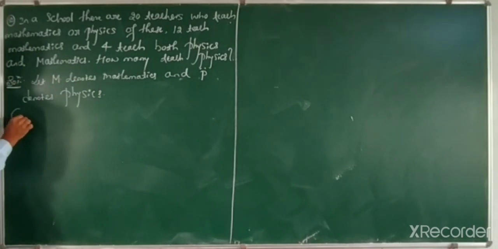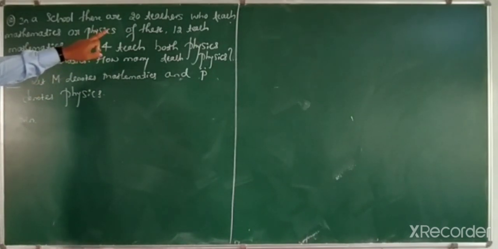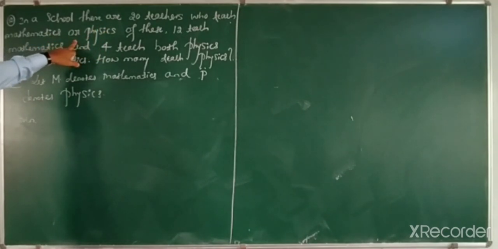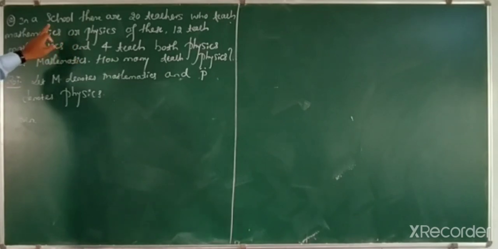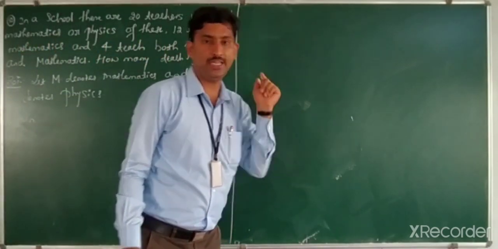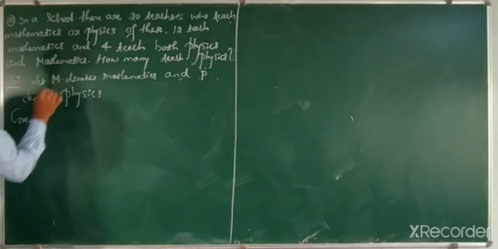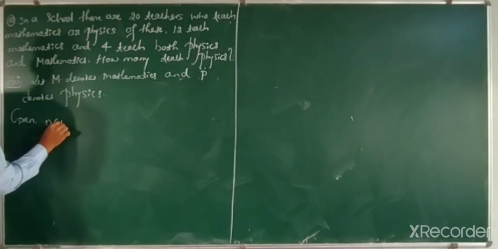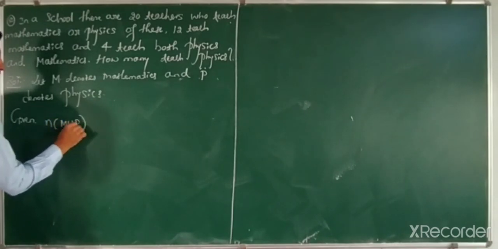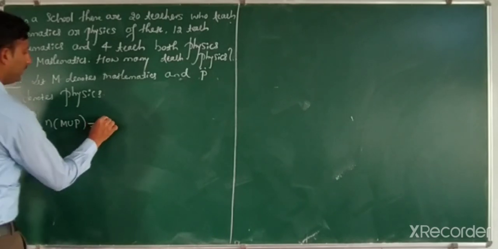Given: there are 20 teachers who teach mathematics or physics. In the note we have written that or means union. Or means what? Or means union. Mathematics or physics means union. Now N of M union P, the 20 teachers, is 20.